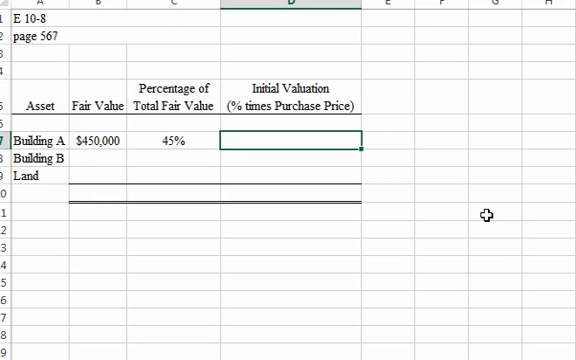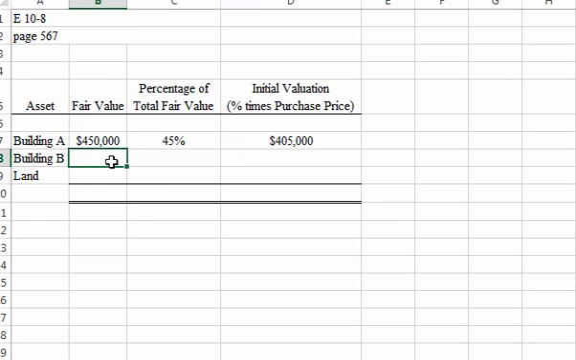Okay, so now all we do to get the amount Building A is going to go on the books at, we'll just say 45%, our percentage, times the purchase price, which was $900,000. And that gives us $405,000 as the amount of cost we'll assign to Building A. Now we'll repeat these steps for the other two assets.